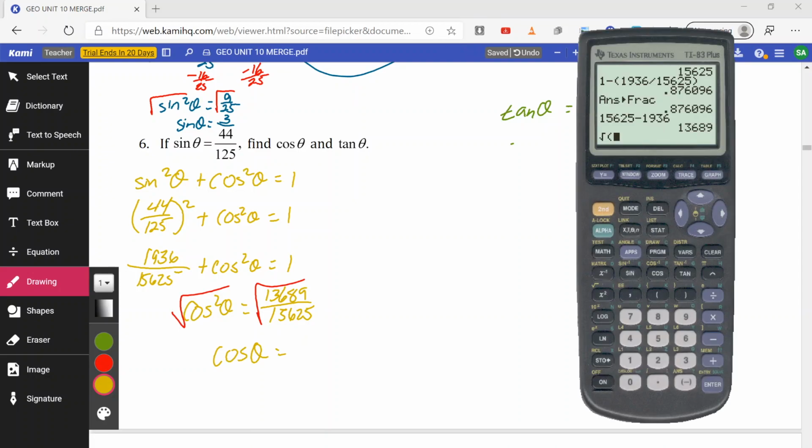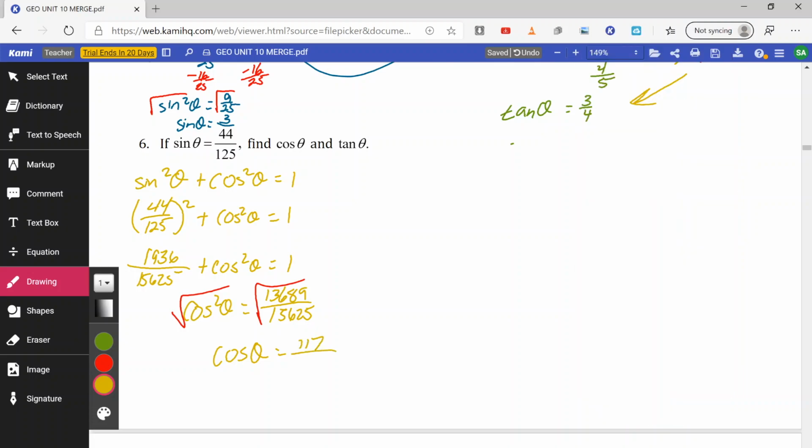So the square root of our answer is 117. And then I've got to take the square root of 15625, which should be 125. Going backwards, 125 squared gave me 15,625, so if I go backwards and take the square root, I'll get 125. So sine of theta is 44/125, and cosine theta is going to be 117/125.